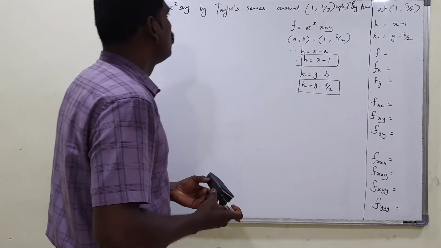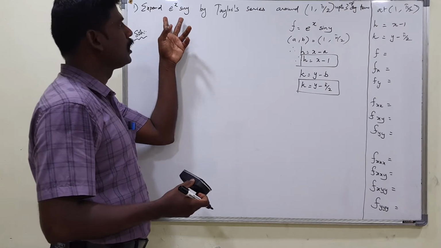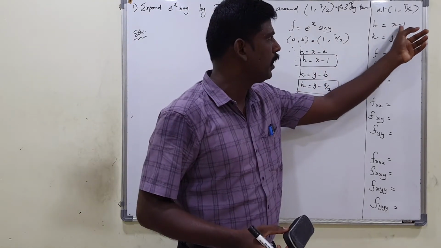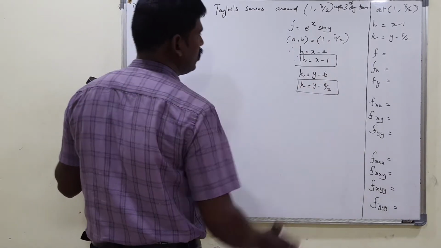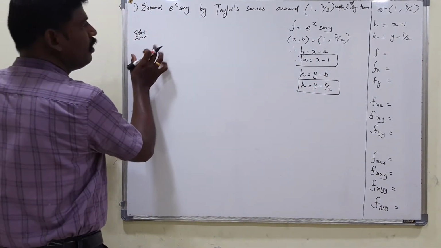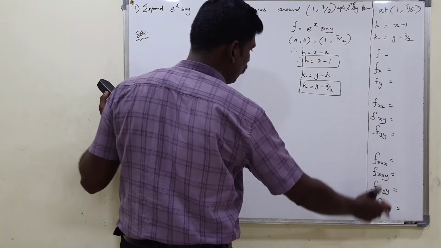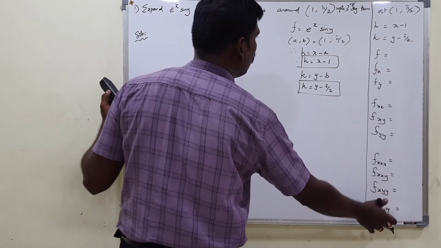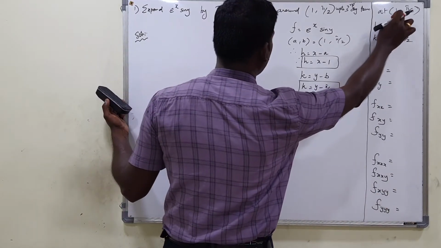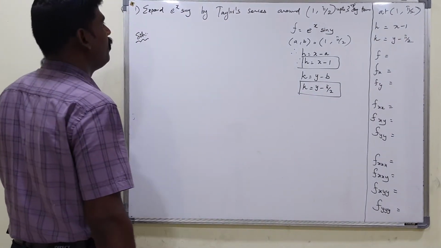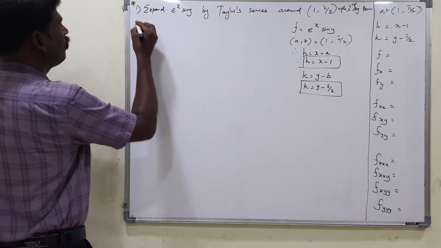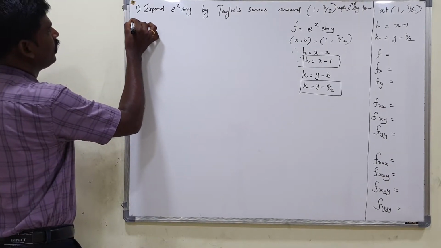So that means I am going to find the Taylor series expansion in powers of x minus 1 and y minus pi by 2. That's all. After finding all this, now I am going to find the partial derivatives of these up to third order, and then find the value of the partial derivatives at this point 1 comma pi by 2. And what is f? Function.